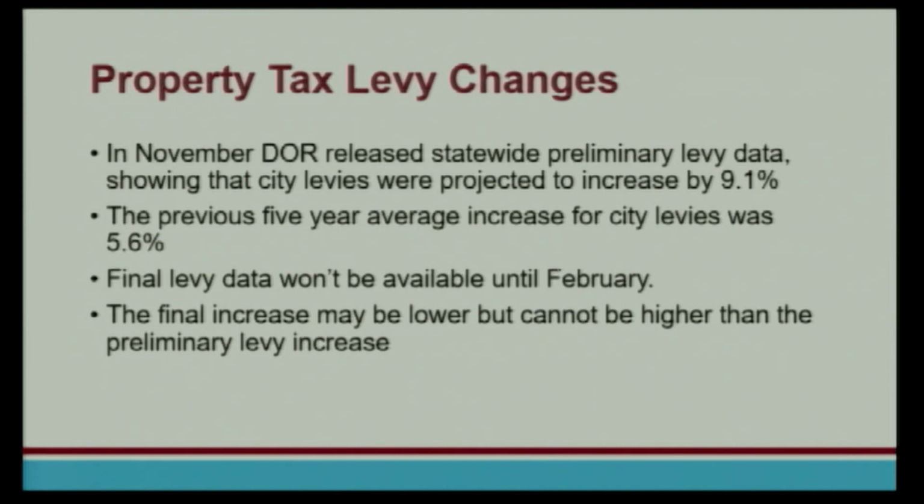Property tax levy changes. In November, the Department of Revenue released statewide preliminary levy data that showed city levies increasing by 9.1%. The previous 5-year average was 5.6%. The Department of Revenue will release final levy data in February. It's important to remember that the final levies can decrease. They cannot increase. Last year, for example, there was a $70 million reduction from preliminary levies to final levies for cities. The average decrease was about 14%. Sometimes we see higher, sometimes we see lower.